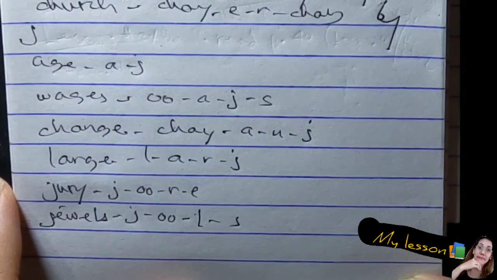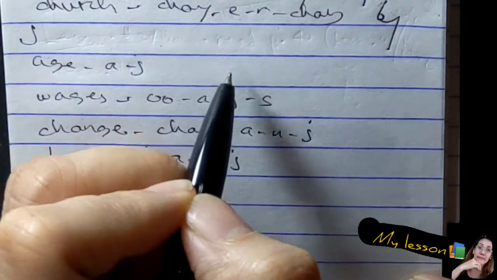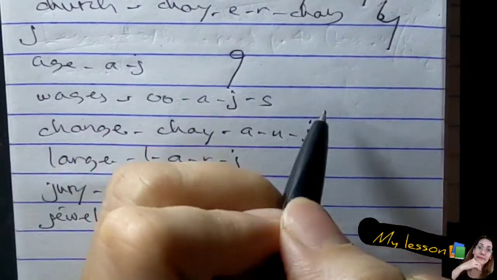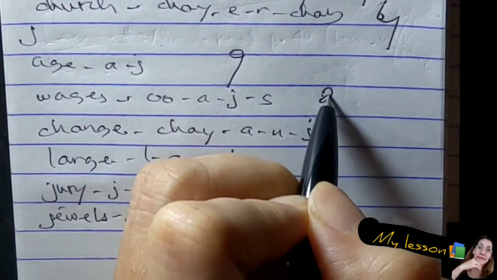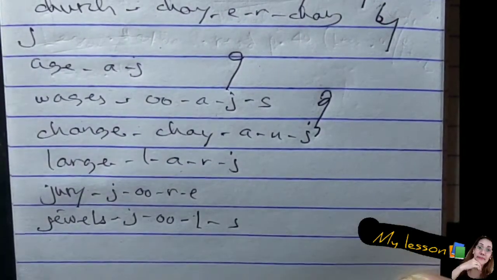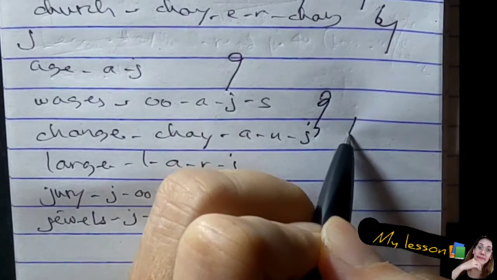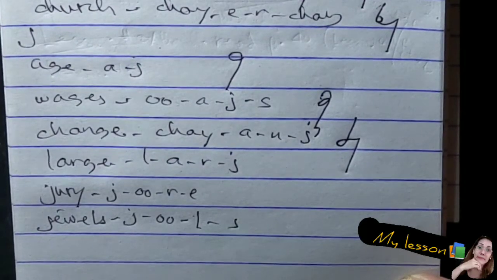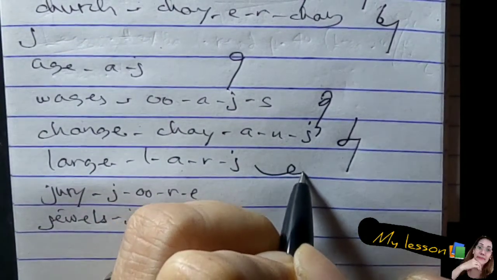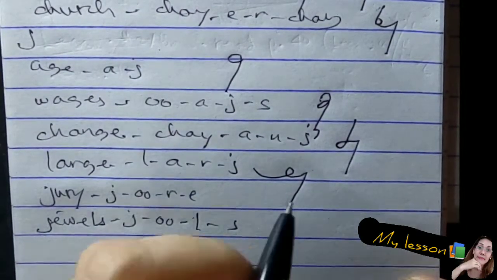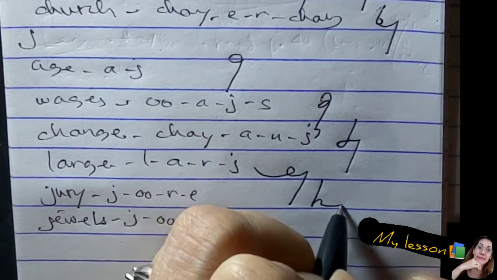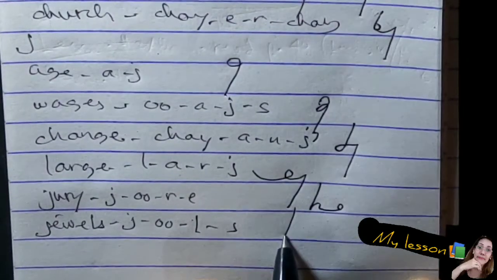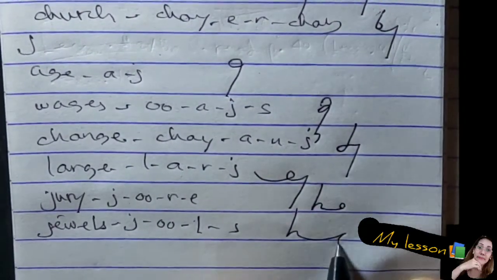Next, for the sound of j, age, a, j. Wages, oo, a, j, s. Change, j, a, n, j. Large, l, a, r, j. Jury, j, u, r, e. Jewels, j, u, l, s.